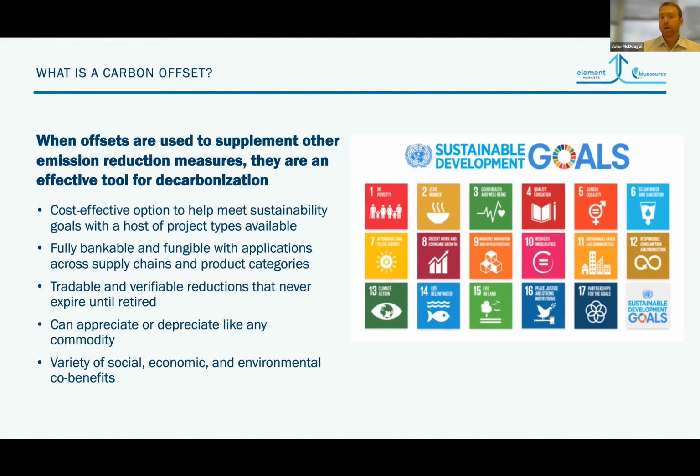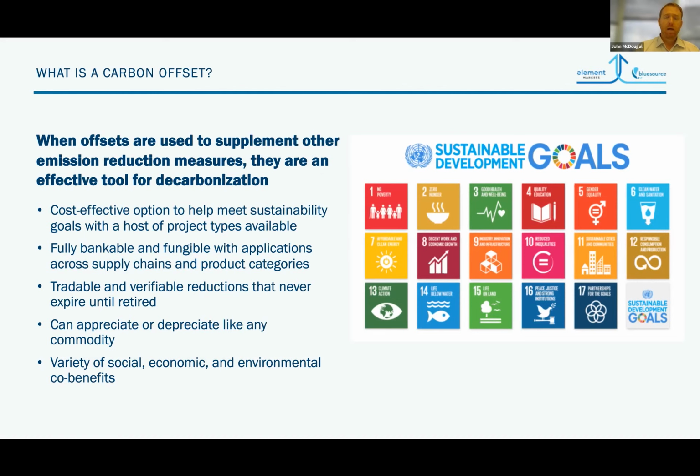They are fully bankable. They do not expire, meaning that you can hold credits that are issued and they don't have a shelf life until you retire them. Now, retire is just another word for use them against emissions. So that is a fundamental element of offsets, in that it's a fungible product. You can move it around until it's retired. It can be bought, it can be sold. It has appreciation, depreciation value until you retire it.